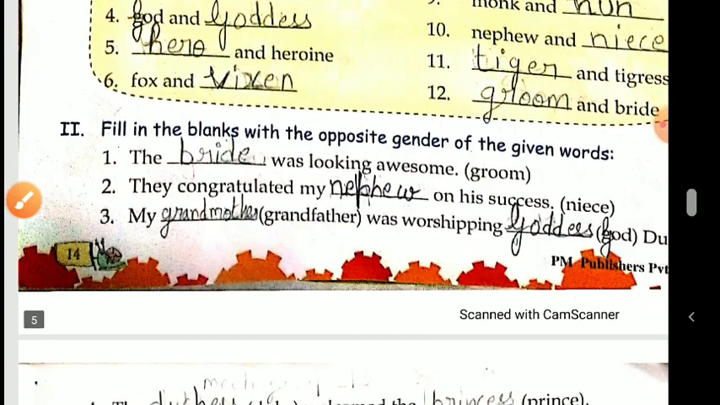Now, students, this is an interesting exercise. In this exercise, a word is given in the bracket after each sentence, and we need to change the gender of that word. Now, let's start with the first one. Fill in the blanks with the opposite gender of the given words.